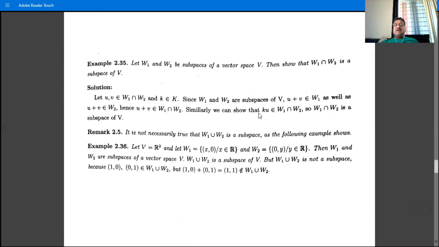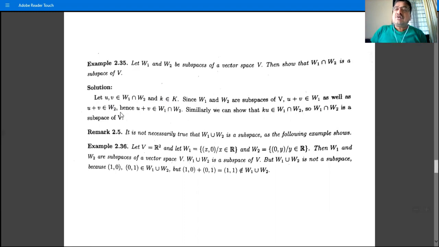Similarly, we can show this condition. Suppose U is an element of W1 intersection W2, so U belongs to W1 as well as W2, and K is any scalar. Then K U belongs to W1 and K U belongs to W2, as W1 and W2 are subspaces, and therefore K U belongs to W1 intersection W2. So W1 intersection W2 is a subspace of V.